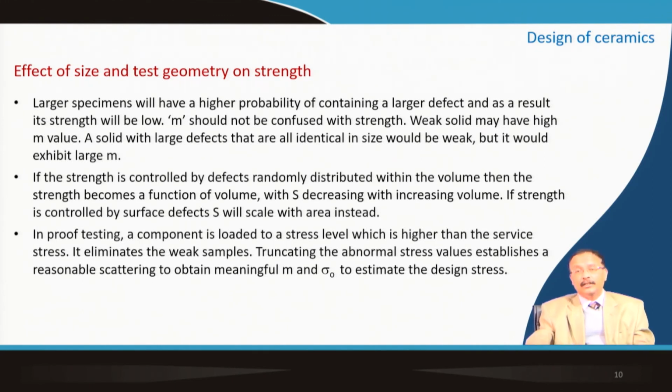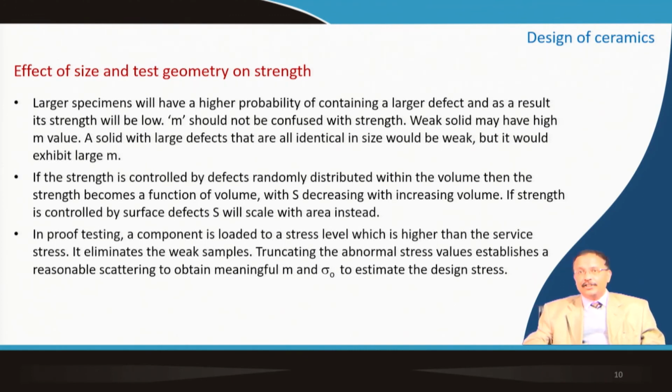So, all the material will fail in a very short range of fracture stress values. The M value can be large, but your sample may be weak. If the strength is controlled by defects which are randomly distributed within the volume, then the strength becomes a function of the volume, with S decreasing with increasing volume. If the strength is controlled by the surface, then the survival probability will scale with the area instead.